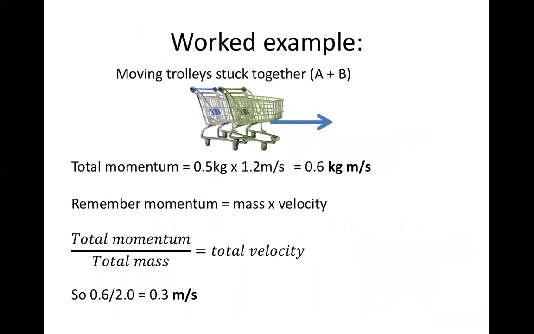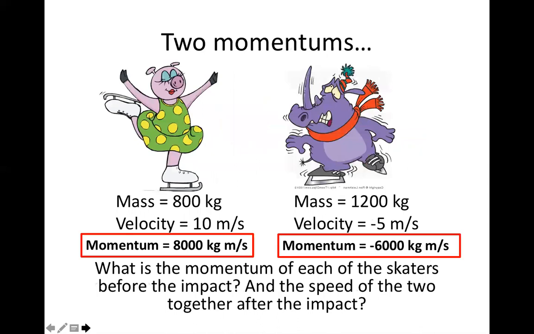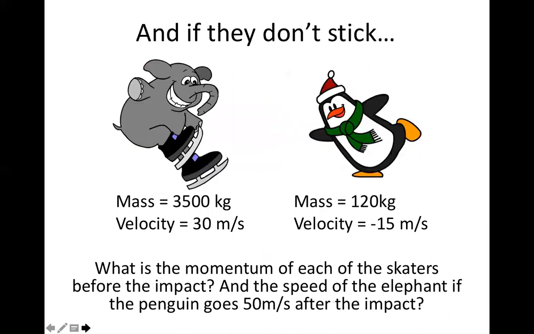Now, the difference is that these trolleys stick together. So my total mass is just the total of the masses, which is 2, and I take the momentum and divide to get the velocity for both. Why don't I have to find the velocity separately? Because they're sticking together. But now they don't stick together, which means they're going to have different velocities at the end. So my total momentum before collision is still equal to total momentum after collision.